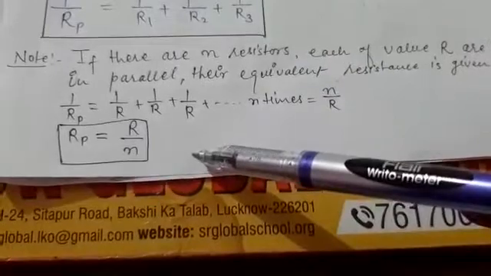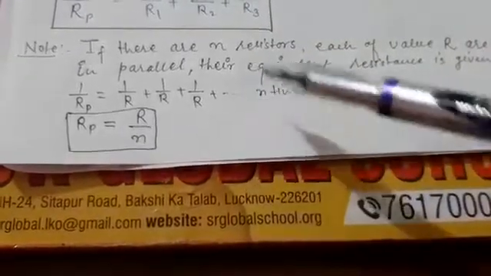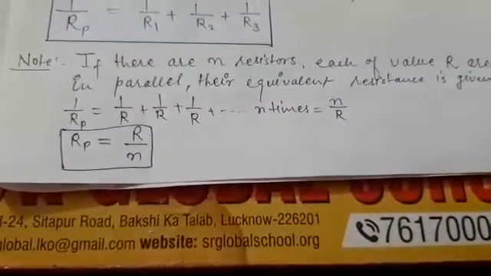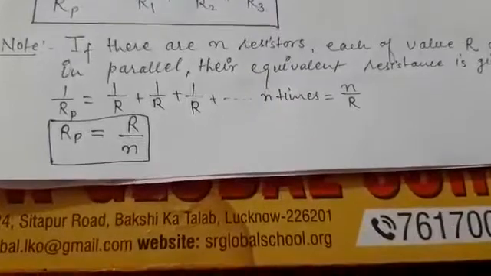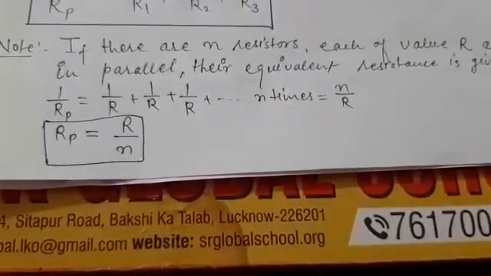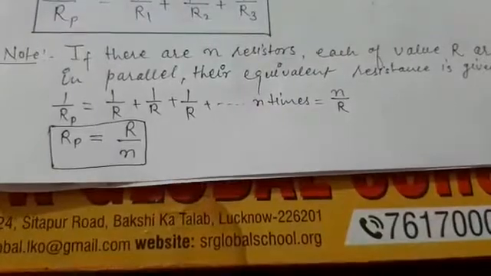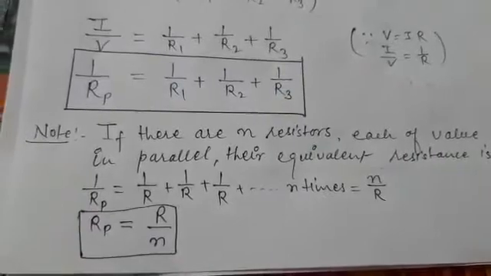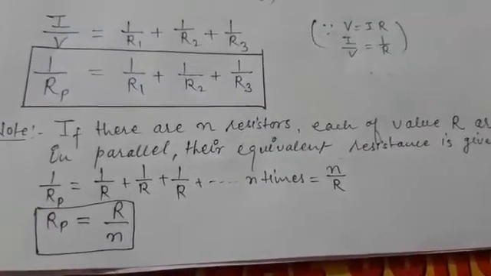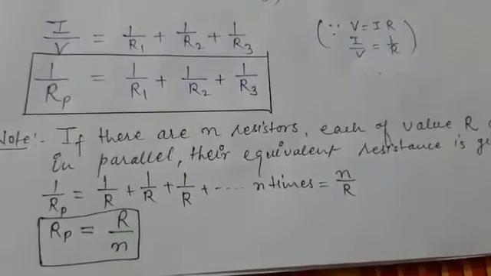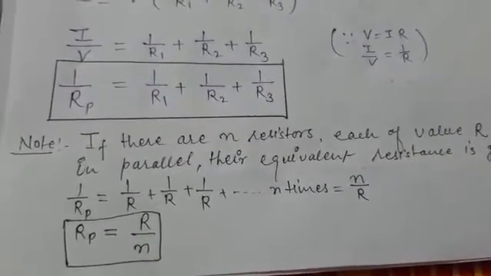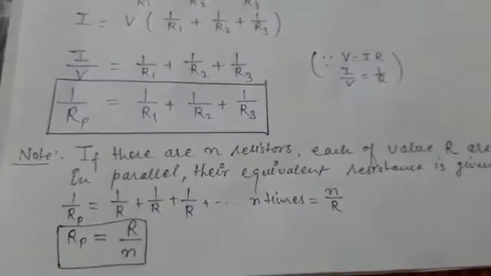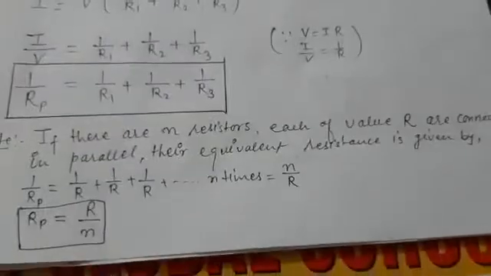ठीक है? Okay. Suppose we have 3 resistors, each of 3 ohm. So what will be the effective resistance? Rp equals to 3 by 3. It is equals to 1 ohm. So in case of parallel combination of resistors, the value of effective resistance is always smaller than the least resistance in the parallel combination. सबसे छोटे वाले से भी वैल्यू कम ही आएगी इफेक्टिव रेजिस्टेंस की. ओके.